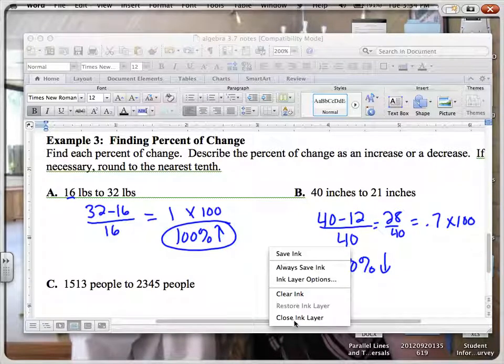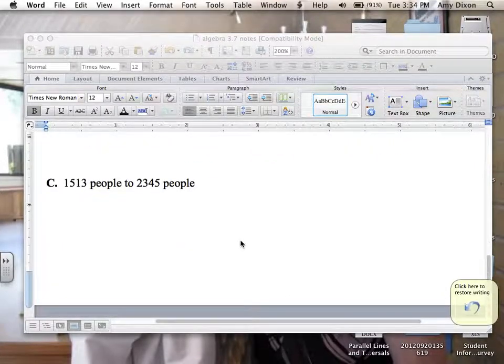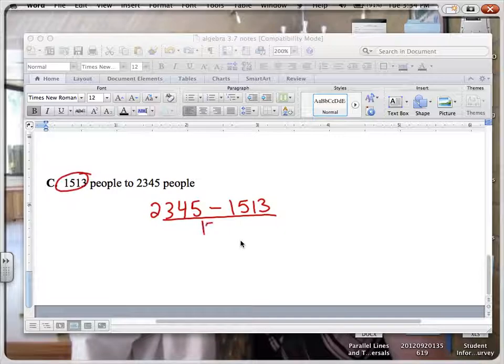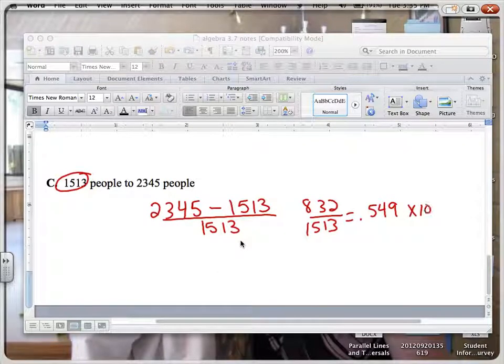All right, so let's go ahead and do the last one. The last one, we have 1,513 people to 2,345 people. If we take the change, we get 2,345 minus 1,513 divided by the original, which is 1,513. You get 832 on top, divided by 1,513. You get 0.549, times 100. That's going to give you 54.9%. And that's going to be an increase.